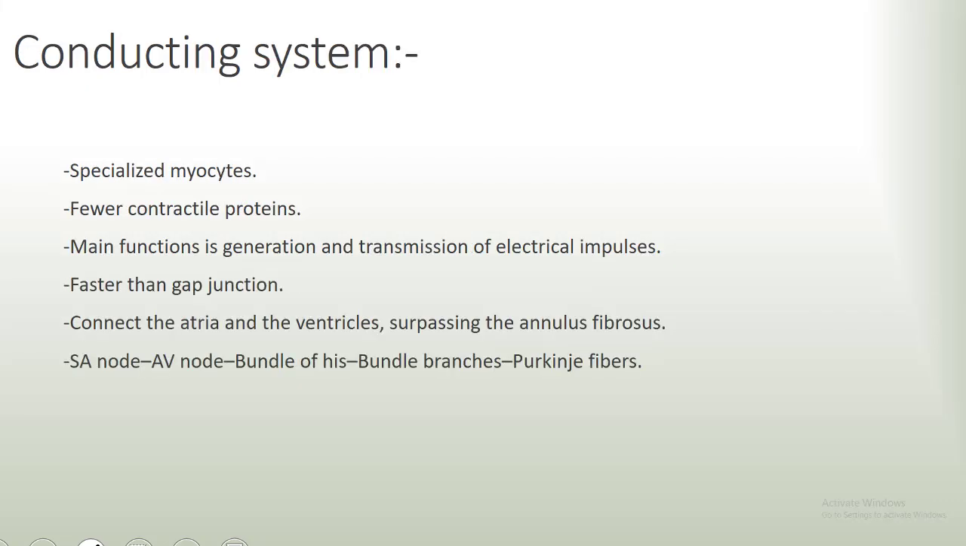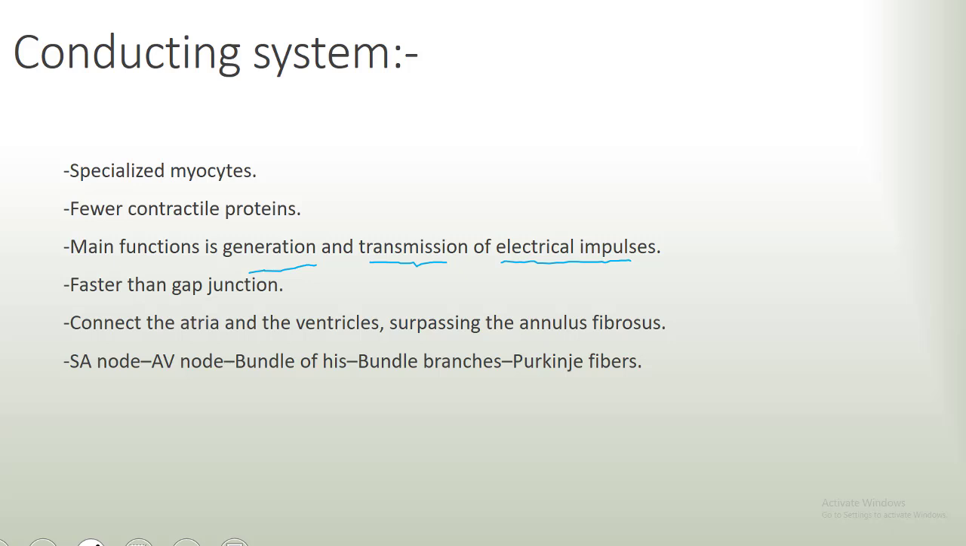The heart conducting system is composed of a collection of specialized cardiac myocytes. Those are cells that are similar to the cardiac myocyte, except they have fewer contractile proteins and they differ in their structure and function. So they have little to no role in cardiac contractility. However, their main function is the generation and the transmission of electrical impulses throughout the heart. Now, those conducting system cells are faster at transmitting those electrical impulses than the gap junctions, so they lead to a more synchronous and efficient cardiac contractility.